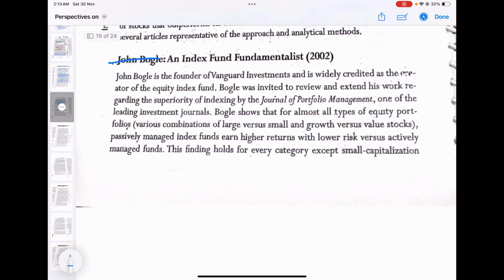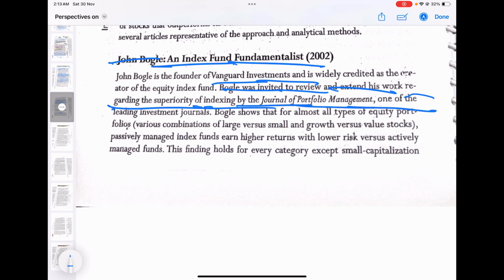So let's talk about John Bogle, an index fund fundamentalist. Okay, so he had an index fund and he used to do fundamental analysis on it. John Bogle is the founder of Vanguard Investments and is widely credited for the equity index fund. Bogle was invited to review and extend his work regarding the superiority of indexing by the Journal of Portfolio Management, one of the leading investment journals.